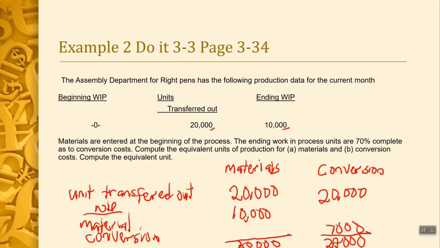And that brings us to the end of the slide. In this video, we were able to go through the calculation of equivalent units of production. We explained what it meant and how to compute it. In the next video, we will look into the production cost report. See you then.